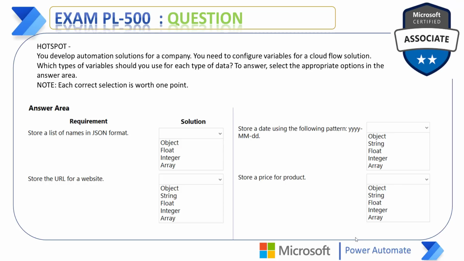All right, let me reveal the answers for this PL-500 question. There you can see, for the first requirement, the list of names in JSON format, I'm going to use the array data type. For the second requirement, store the URL for a website, I'm going to use the string data type. And to store a date using the following pattern, I'm going to use string format. And to store a price for a product, I'm going to use the float data type. All right. I hope you understand the different data types in Power Automate for Cloud, and we also fulfilled the requirements as part of this tutorial.